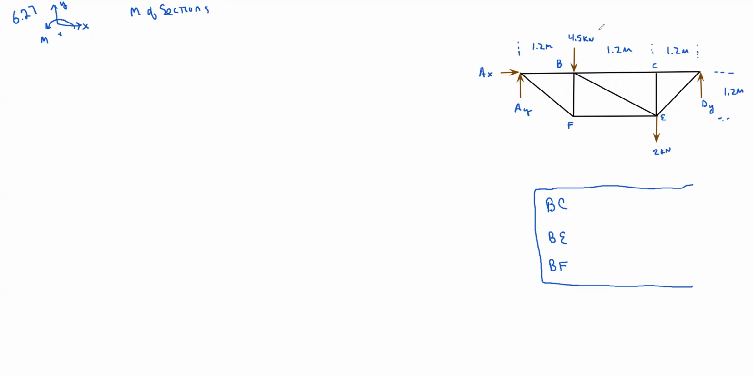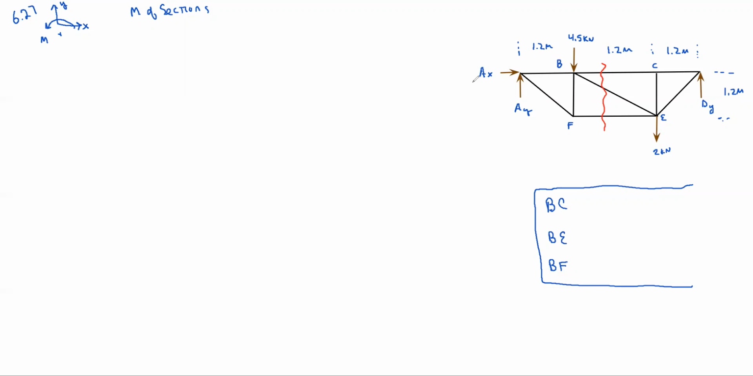I'll go ahead and mark where that section is. Notice that regardless of whether we use the left section or the right section, it will contain a support. So we are going to have to calculate the reactions at the support, AX, AY, and DY. That's where I'm going to start anyway. So let me get pen color changed and away we will go.